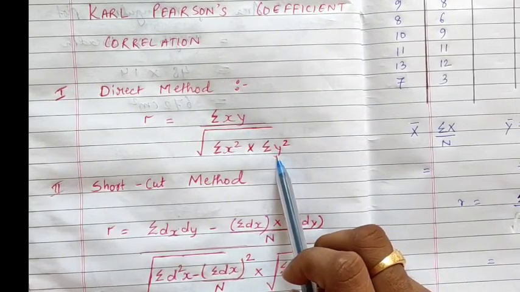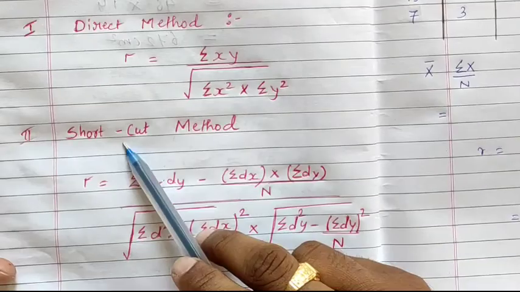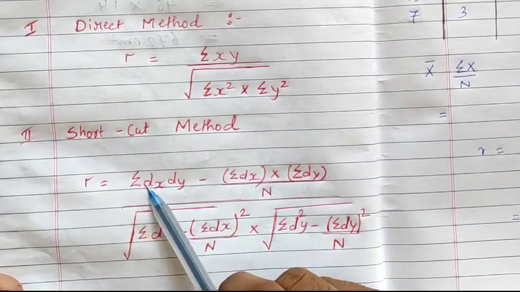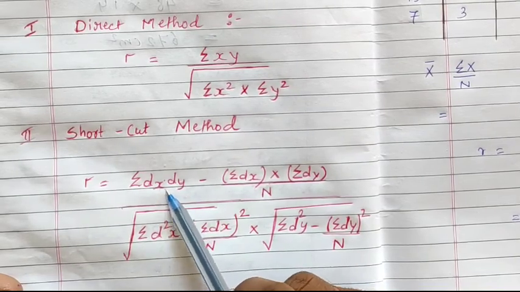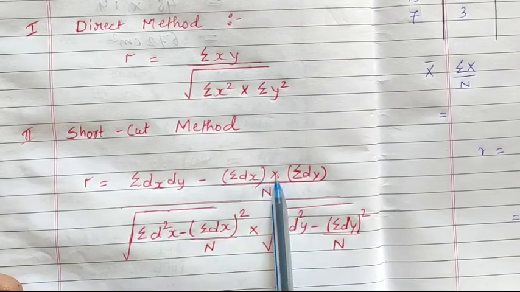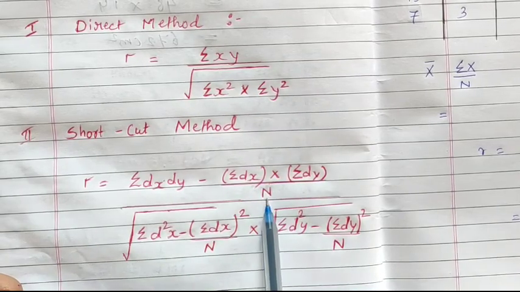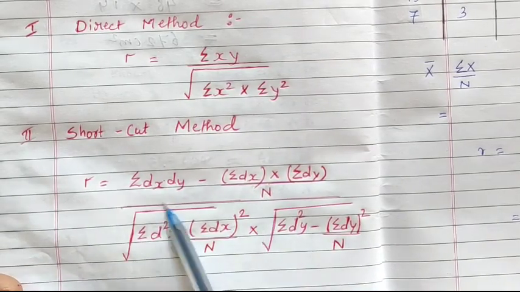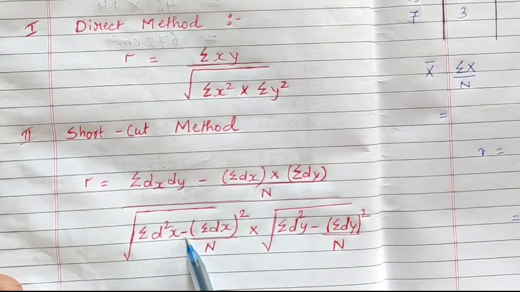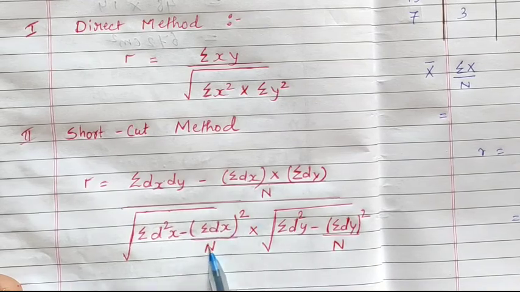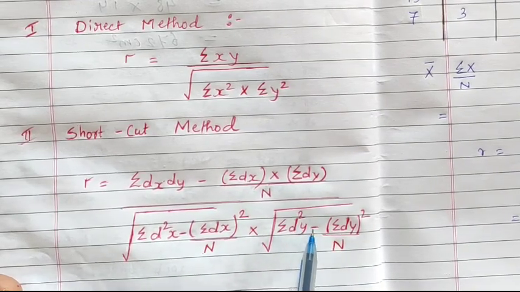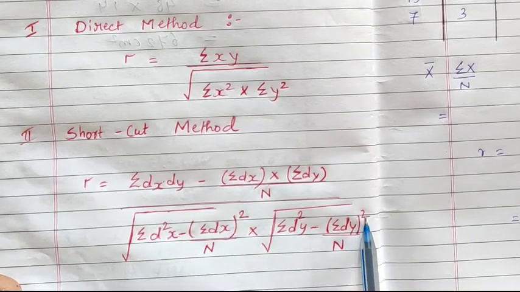Clear students? Under the shortcut method, we use another formula, that is summation dx dy, where x and y are in small letter, minus summation dx into summation dy divided by n, and divided by under root summation d square x minus summation dx the whole square by n, multiplied by under root summation d square y minus summation dy the whole square by n.